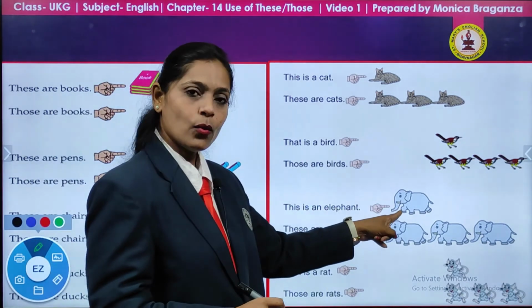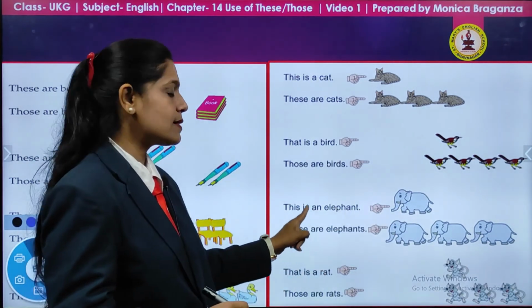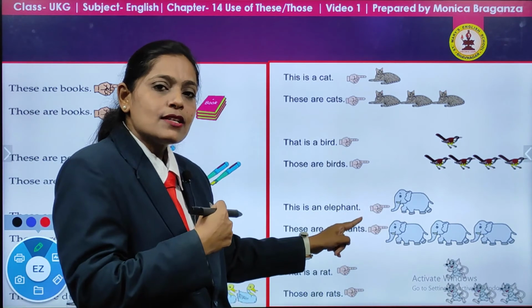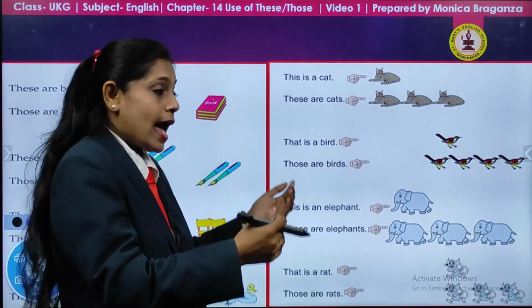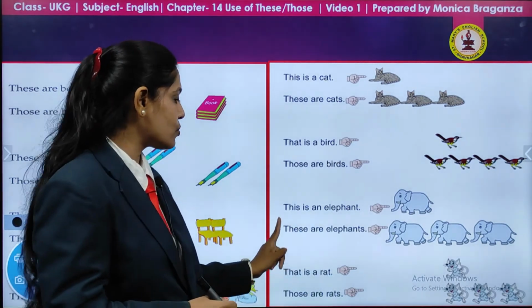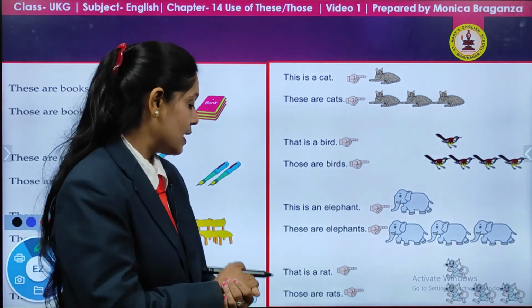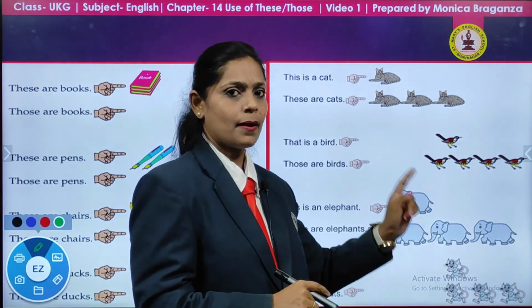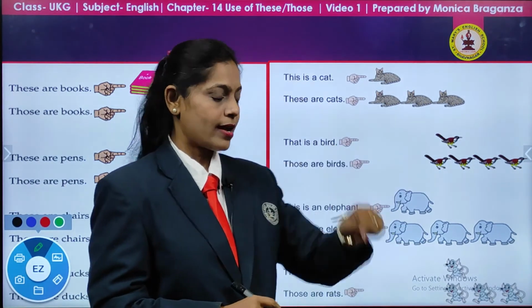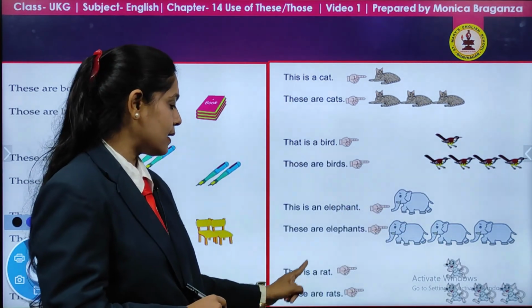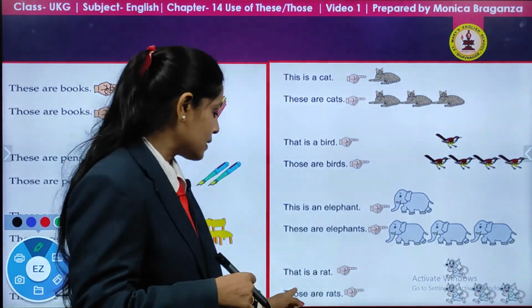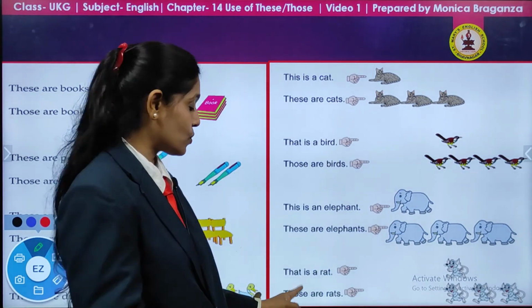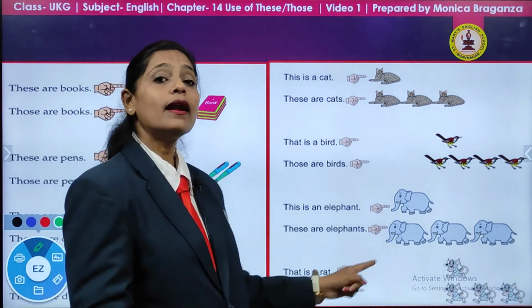Now, in the same way, only one elephant. So we are going to say this is an elephant. It is near to me. Now, here many elephants are there, right? And they are also near. So we are going to say these are elephants. In the same way, there is a rat, but it is far, only one rat. So we are going to say that is a rat. In the same way, there are many rats and they are far. So we are going to say those are rats.